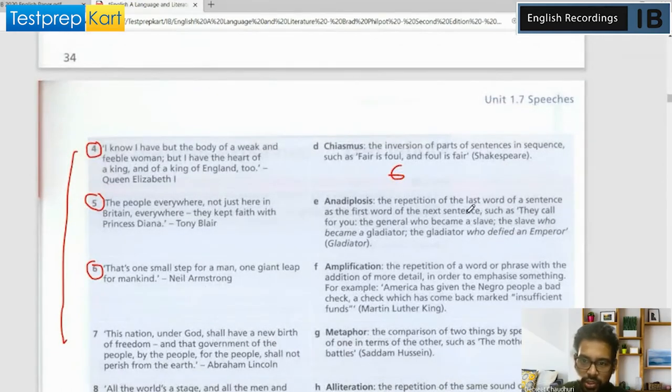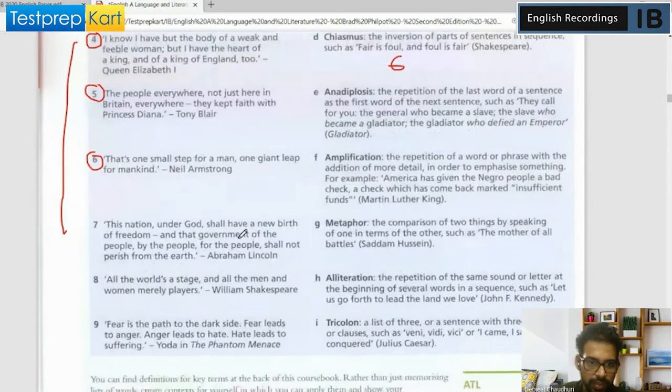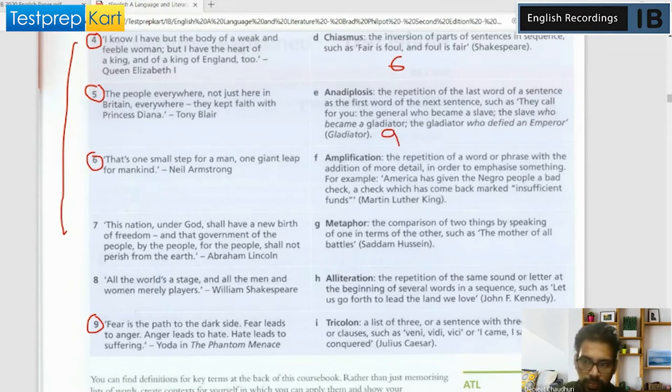Anadiplosis: the repetition of the last word of a sentence as the first word of the next sentence, such as, they called for you, the general who became a slave, the slave who became a gladiator. Okay. It's number nine.